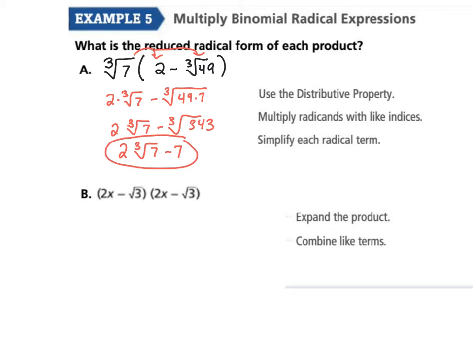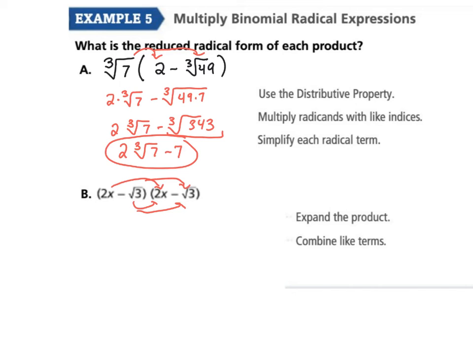All right, the cube root of 343. All right, so that's distributing. The next one, we have two binomials, so we need to distribute to here and here, and here and here.